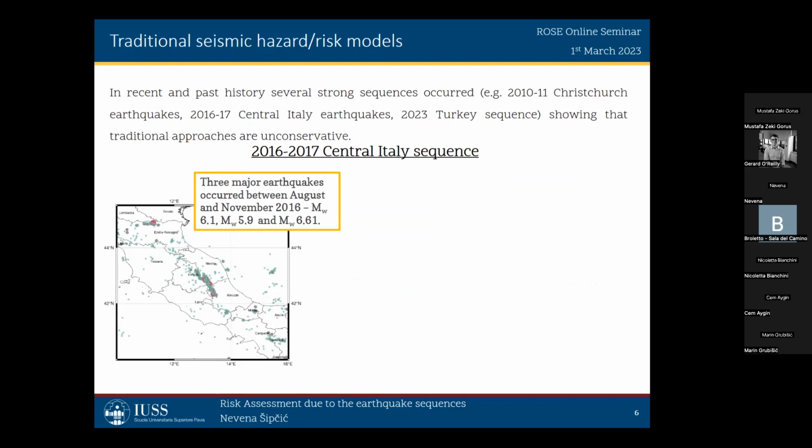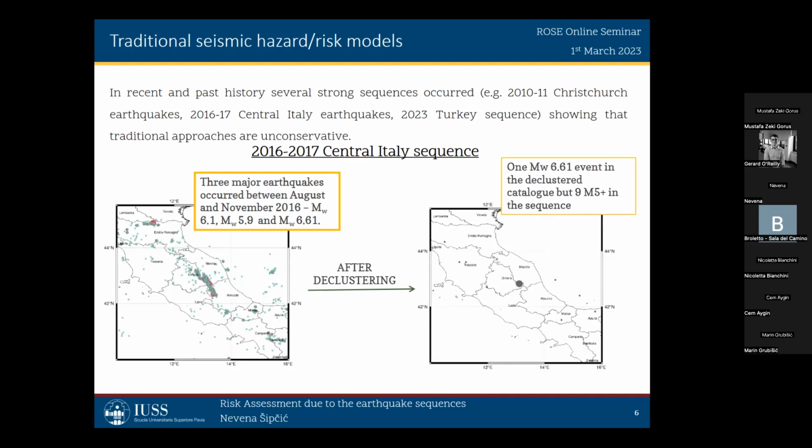So recently, it was shown that these traditional approaches are quite unconservative. So, for example, we have sequences in Christchurch in 2010, then we had a sequence in Central Italy, 2016, and also recently the Turkey sequence. As an example, I'm showing here the sequence that occurred in Central Italy between August and November 2016, where we had three very large events, 6.1, 5.9, and 6.6.